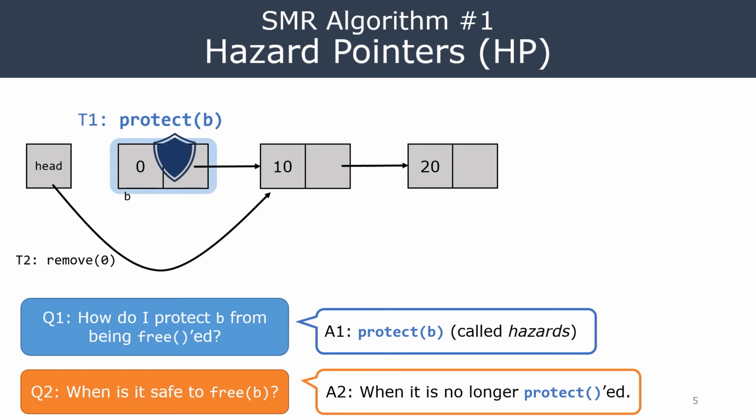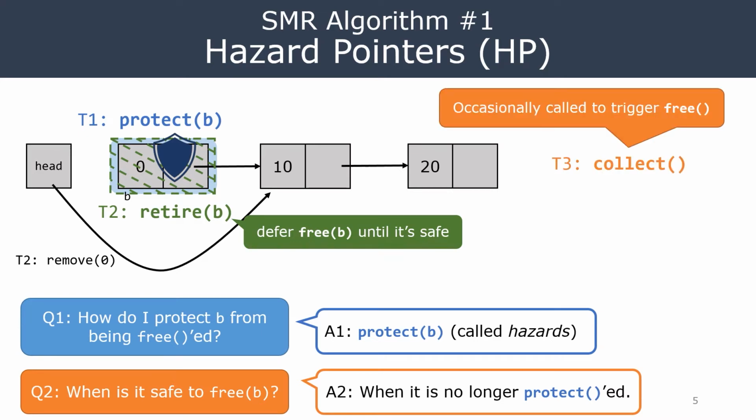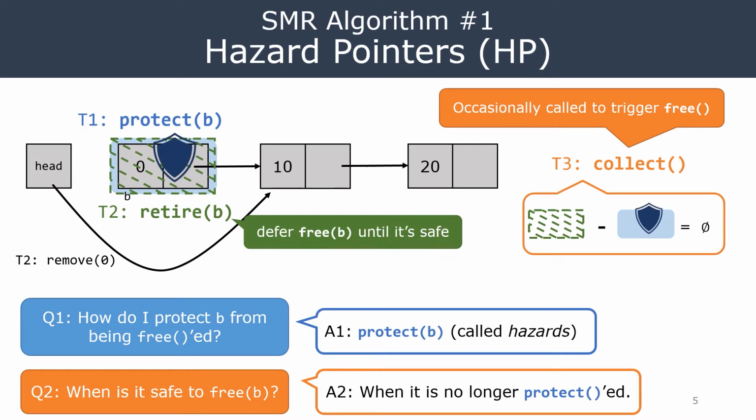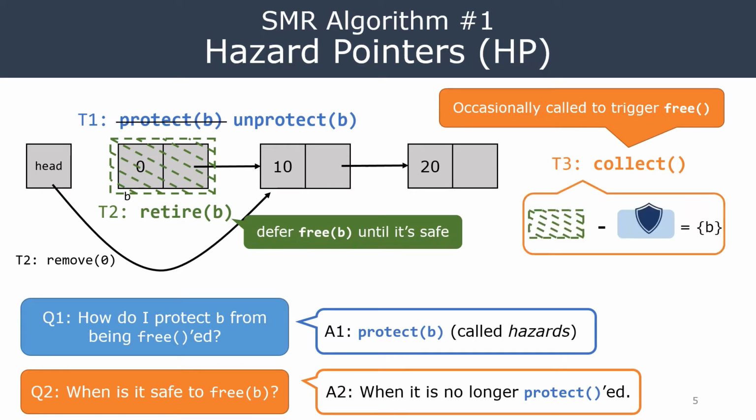As in the previous example, suppose T2 removes the block B. So for safety, T2 has to defer the reclamation by calling the function named retire instead of directly freeing the block. The actual reclamation is done later by the collect function. This function is occasionally called to check if a retired block is no longer protected and free it if it is so. So here, collect cannot free B. Later, T1 will unprotect B, and the subsequent collect will be able to free B.